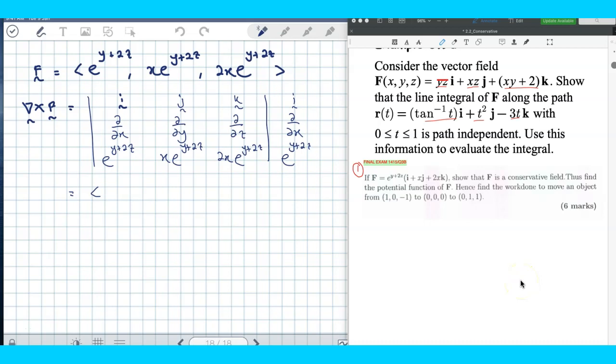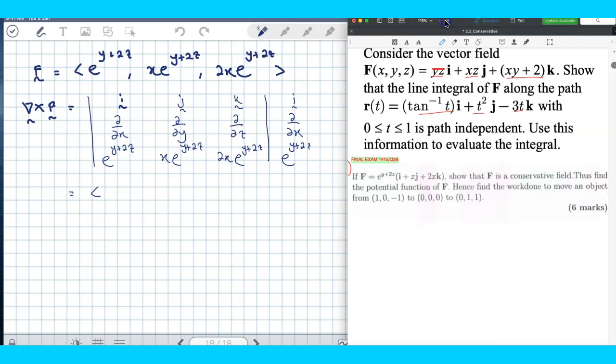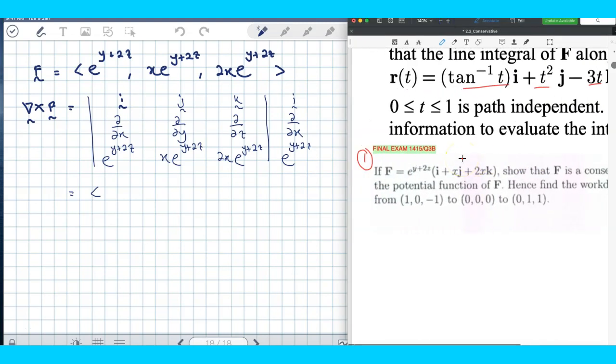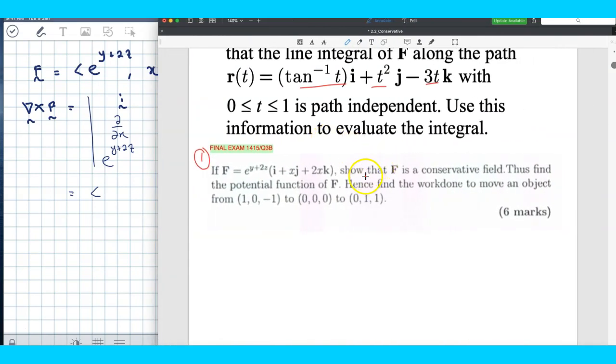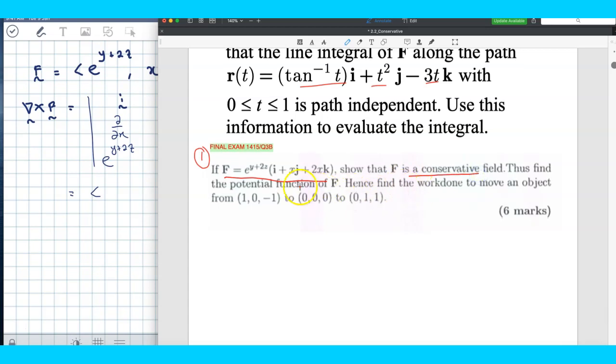I'll give you another example, taken from a past final exam question. This is a question from 1415, a long time ago. Question 3b. The question asks you to show that the given vector field is a conservative vector field, and after that to find the potential function and then compute the work done to move an object from some specific point.